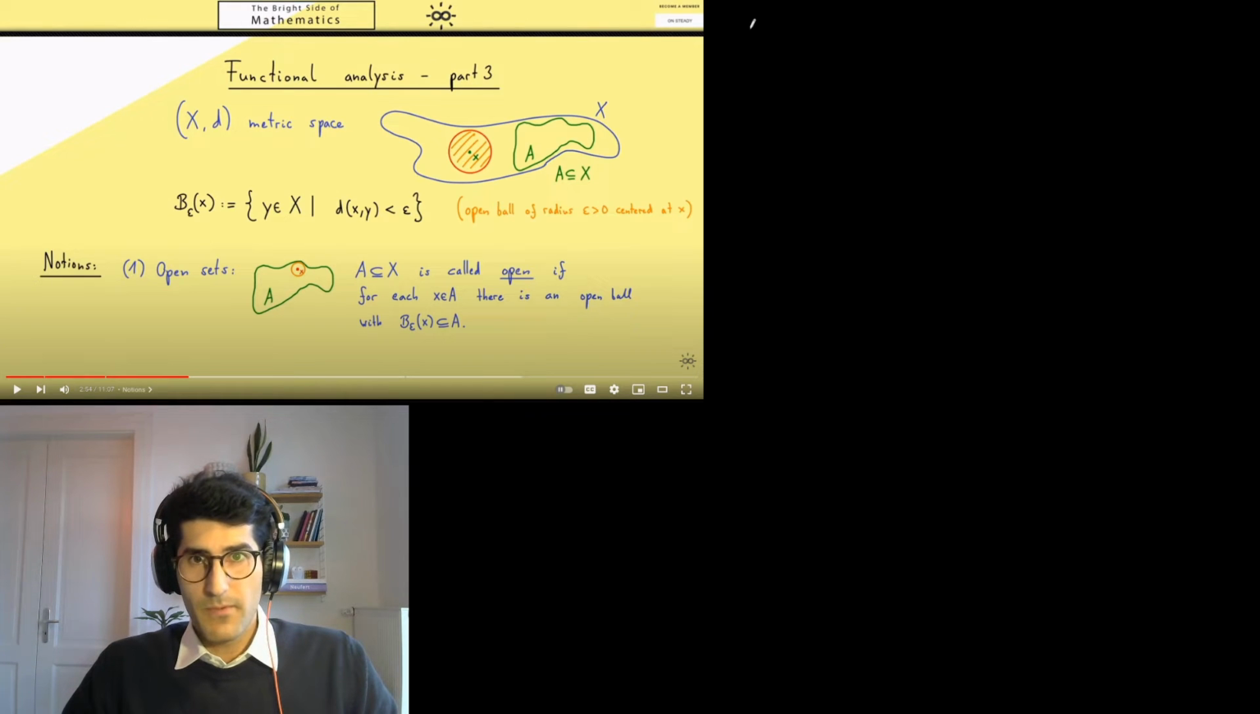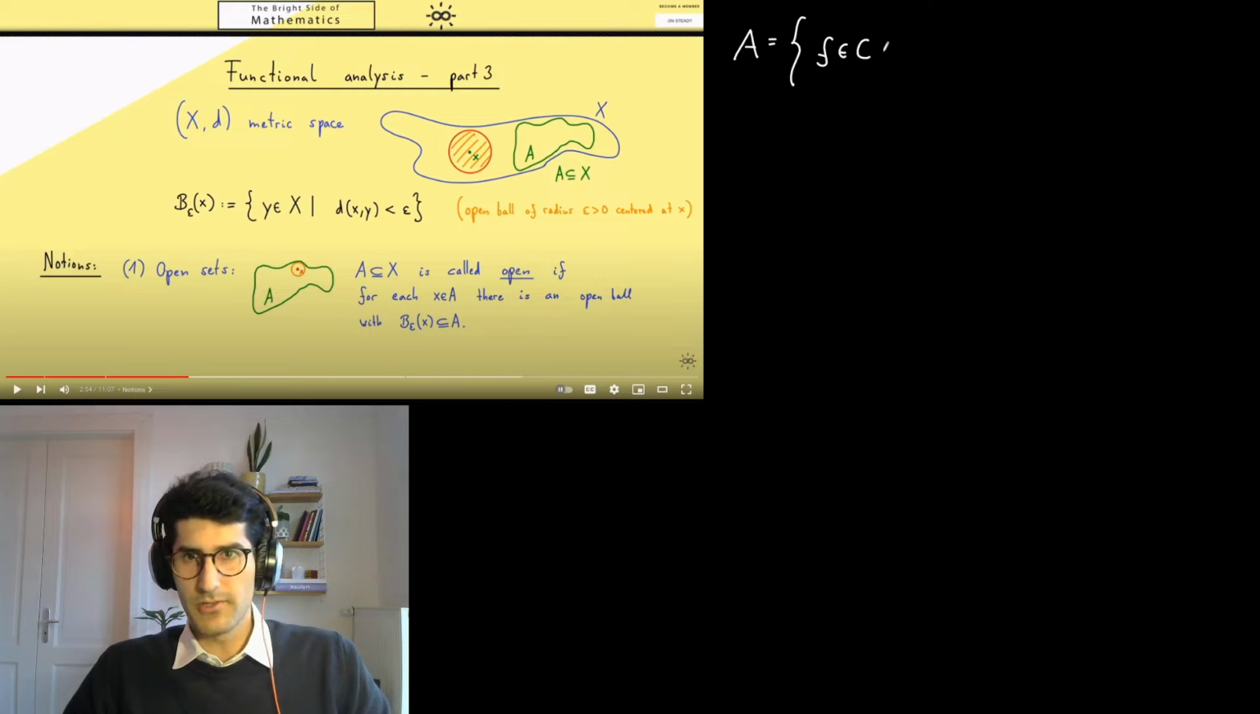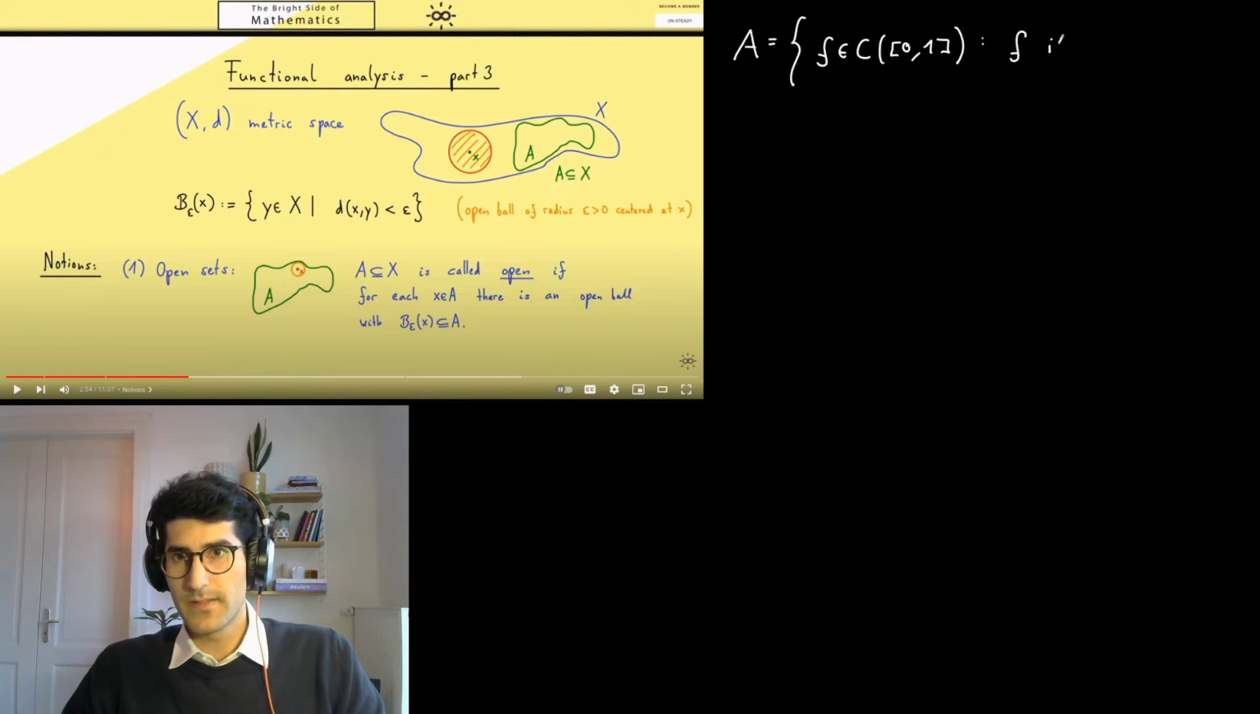So namely, we want to take a look at the following set of continuous functions. We call the set A, just like in the definition, and we say that A consists of all continuous functions on the unit interval that are constant. So f is constant.